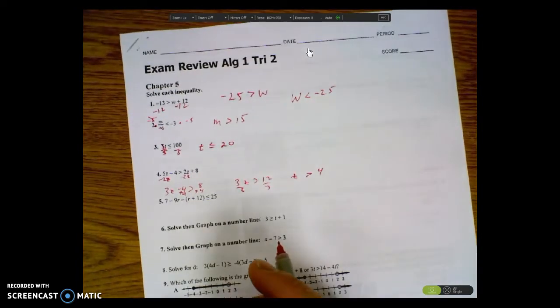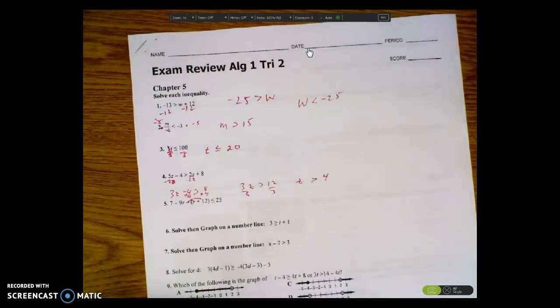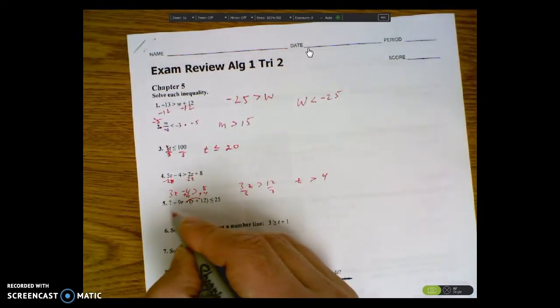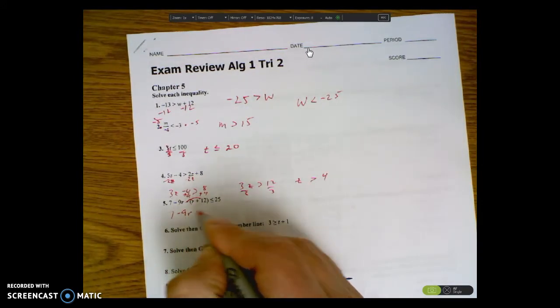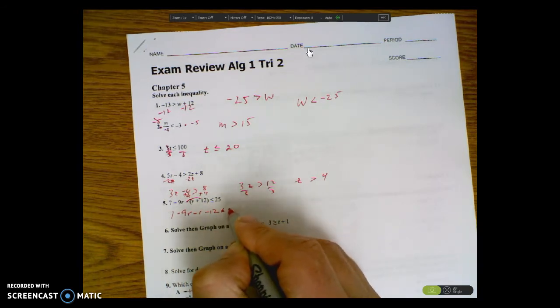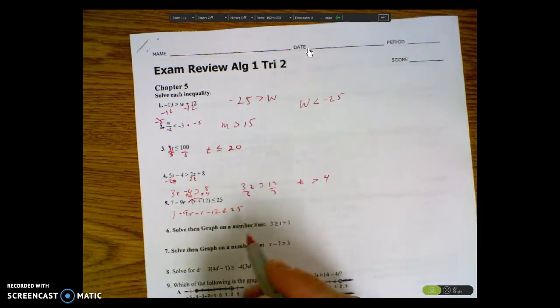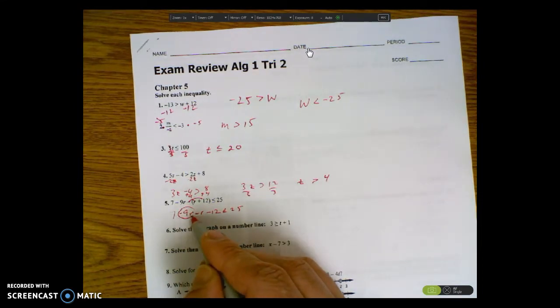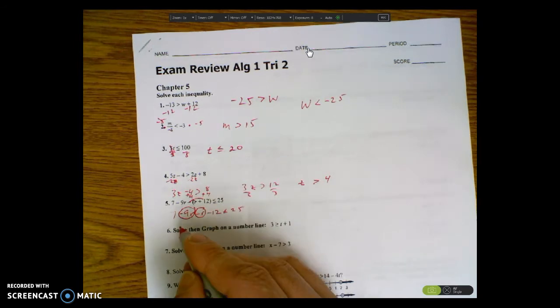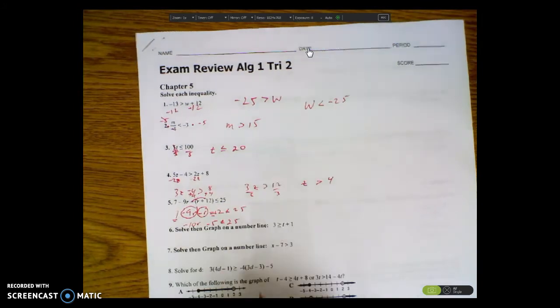Number 5 is probably the trickiest one here. I have to distribute that negative in front of the parentheses. And I'm going to rewrite everything out. So 7 minus 9r, and then minus r minus 12 is less than or equal to 25. After we distribute, we combine like terms. And that is the negative 9r minus the r is negative 10r. And then 7 minus 12 is negative 5. And that's less than or equal to 25.